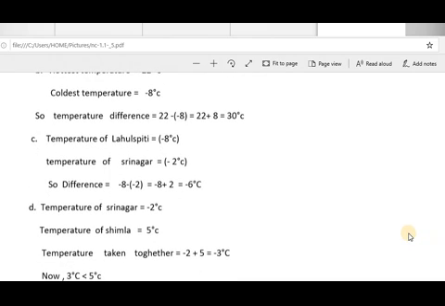Now question number C, it is asked what is the difference between the temperature of Lahaul Spiti and the temperature of Srinagar. So according to the table, the temperature of Lahaul Spiti equals minus 8 degrees C and the temperature of Srinagar equals minus 2 degrees C. When we take the difference, it will be minus 8 minus bracket minus 2, that means minus 8 plus 2 equals minus 6 degrees C. So it will be the temperature difference between Lahaul Spiti and Srinagar.